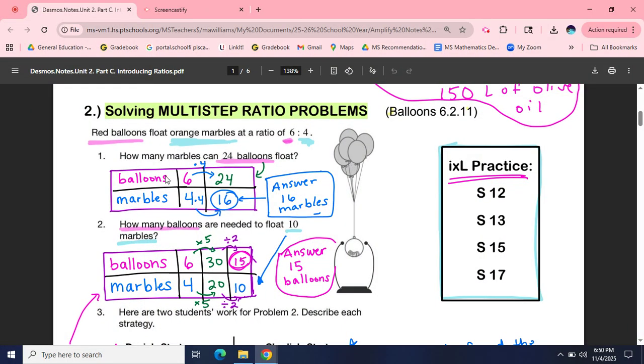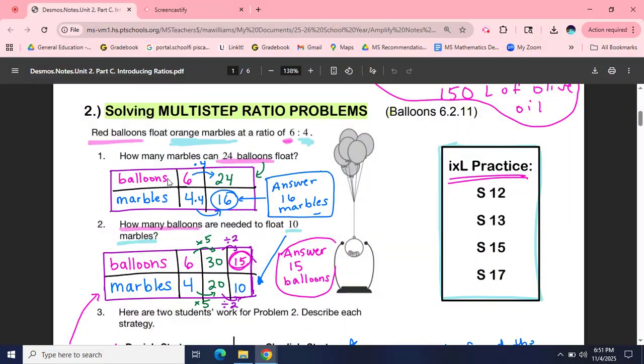So in the picture you see 4 marbles here, 6 balloons up here. Question 1. How many marbles can 24 balloons float? So again, I'm comparing balloons to marbles, so I made a ratio table. Balloons goes on top, marbles goes on the bottom. The first number is 6, it belongs to balloons. 4 goes into marbles.